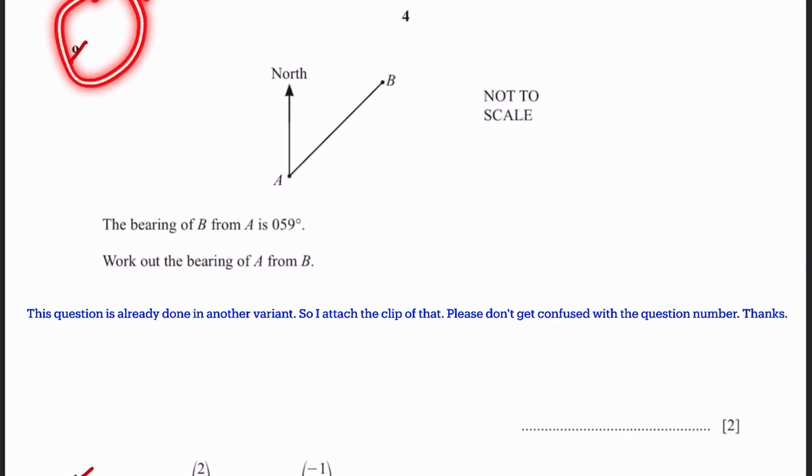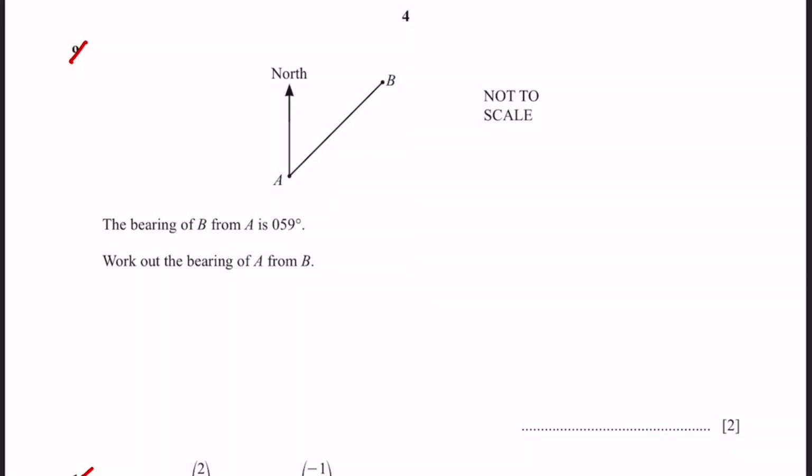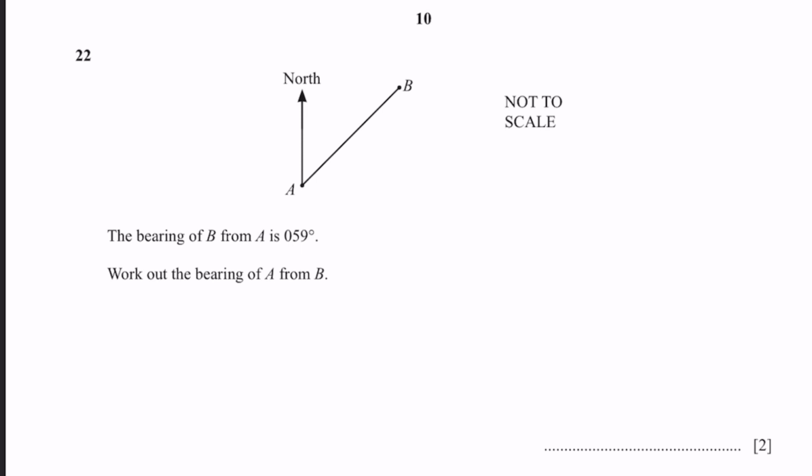Question 9 over here is another one of the questions which are already being done in the core paper. Therefore, I'll just attach the clip. The bearing of B from A is 59 degrees. Work out the bearing of A from B. Let us draw a north line here for reference.